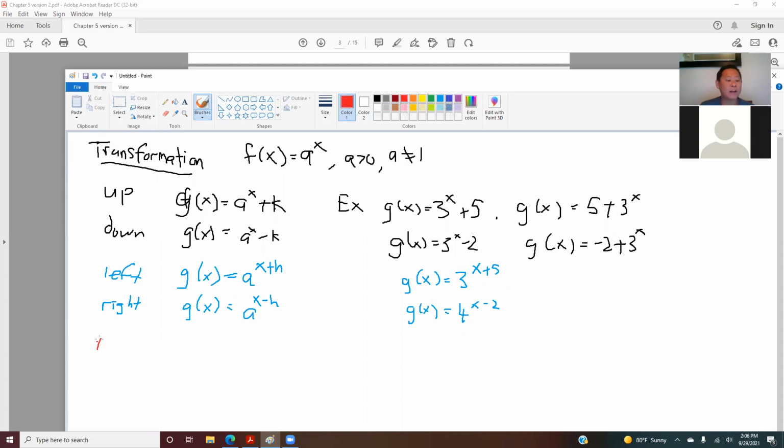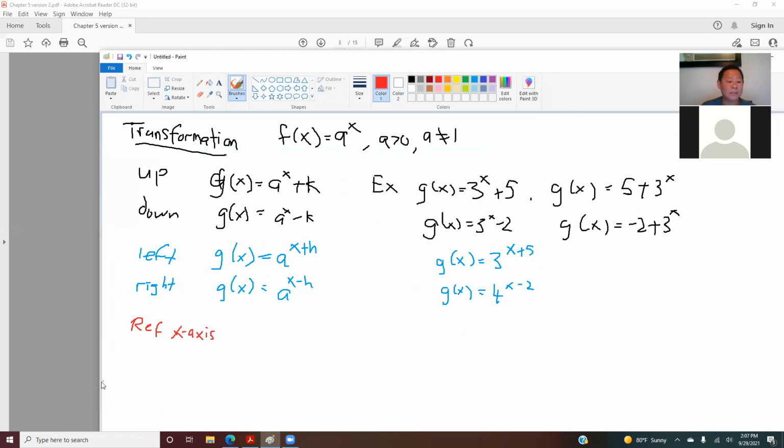We can also do reflections on the x-axis. What is the meaning when I say reflections on the x-axis? It means that your graph will be reflected on the x-axis. So for example, because it's an exponent graph, this is your original exponent graph that is exponential growth. If you want to reflect this on the x-axis, it will be the orange one. That is the meaning of reflection on the x-axis. You just go the opposite direction, going up or down, depending on what we have here.